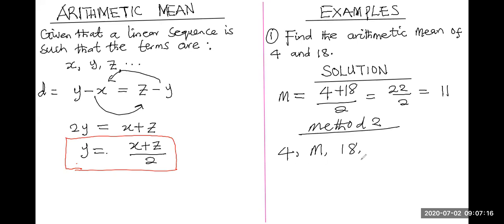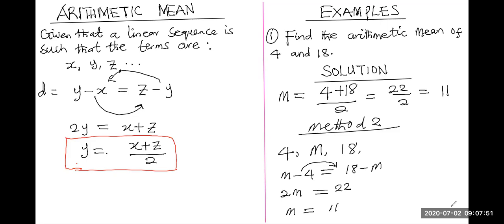If these numbers are in AP, then it implies that m minus 4, the second term minus the first one, equals the third term minus the second, 18 minus m. Collecting like terms again, minus m goes to the left-hand side and becomes plus m, so 2m equals; minus 4 goes to the right-hand side and becomes plus 4, and now we have 22. If you divide both sides by 2, our m equals 11. So that is example 1. Hope it's well understood.